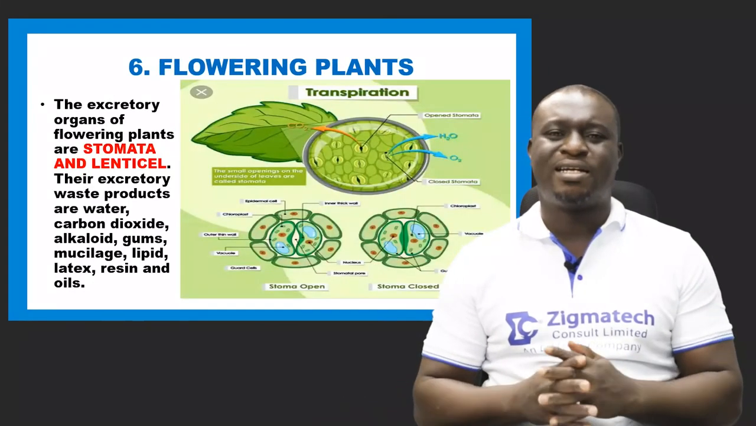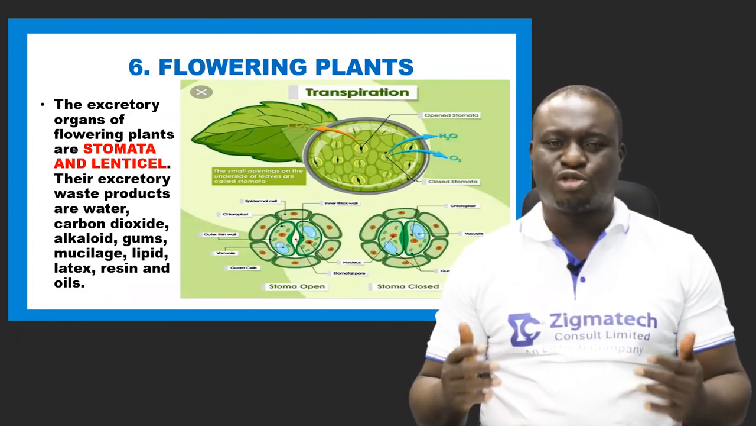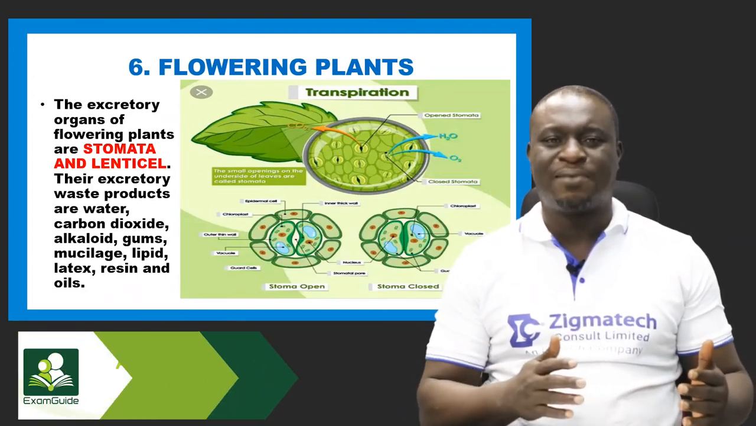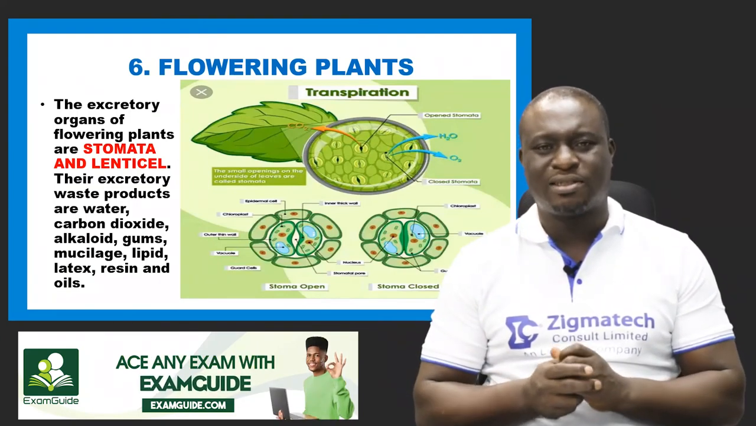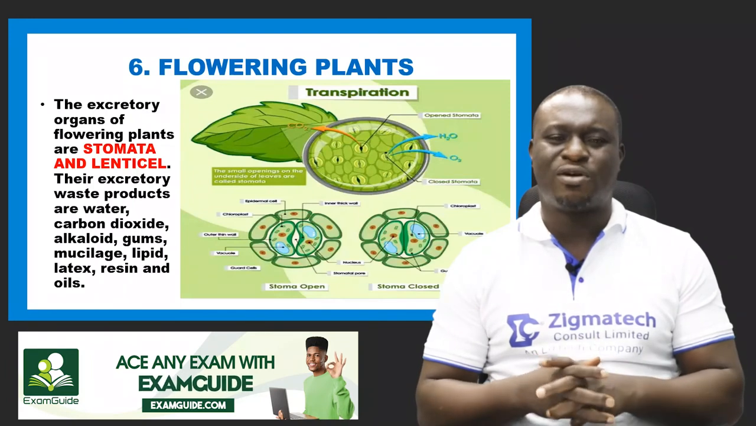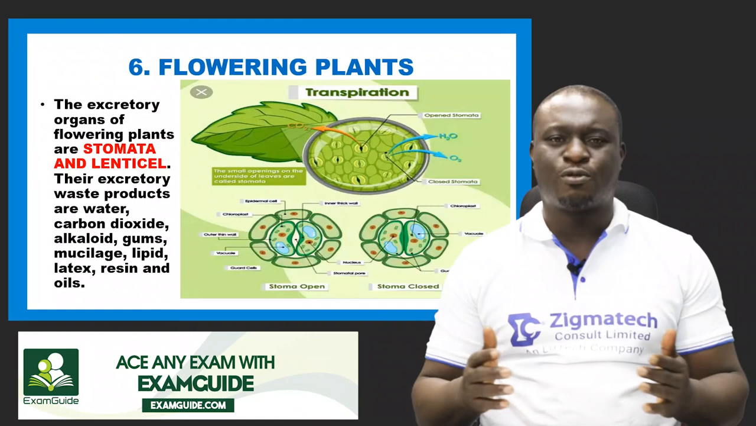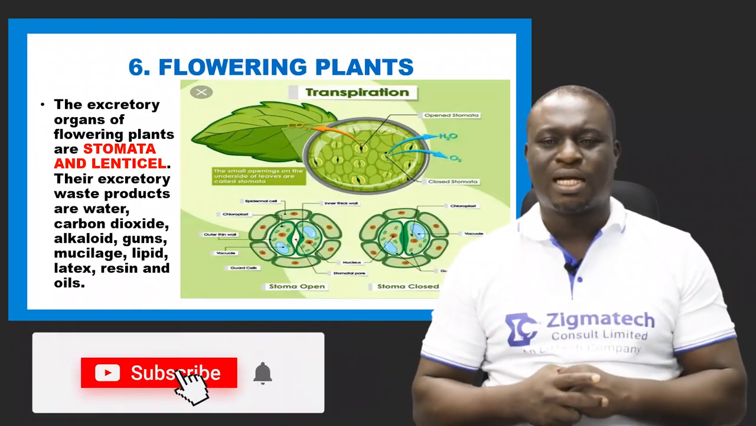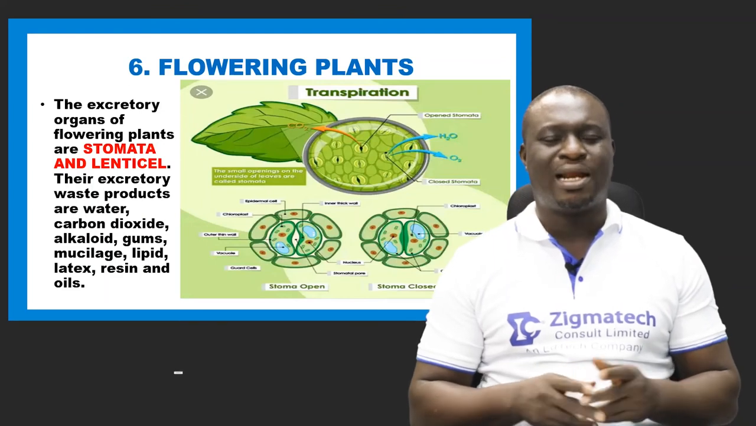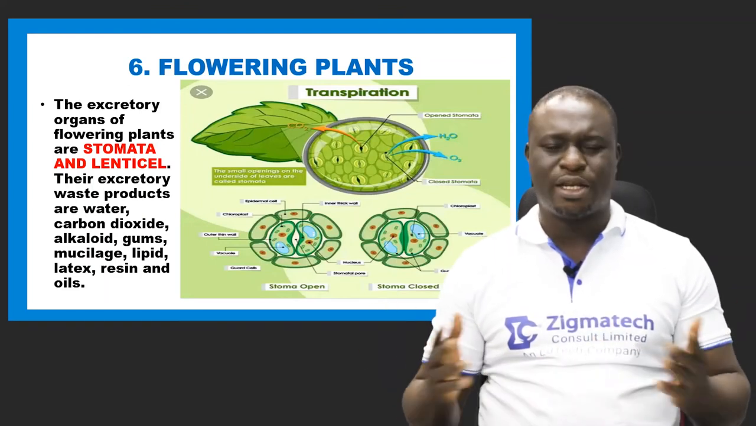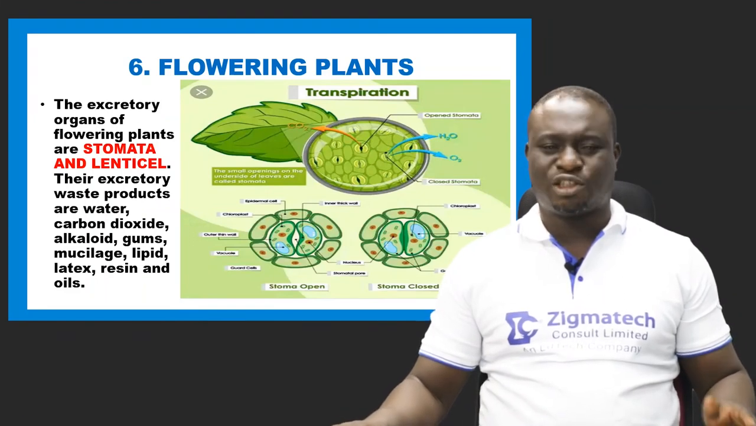And then finally, flowering plants. Their excretory organs are the stomata and the lenticel. The stomata is found in the leaves of flowering plants, and the lenticel is found in the stem or the shoots of flowering plants. The waste products they excrete include carbon dioxide, alkaloids, gum, mucilages, latex, resins, and so many others.